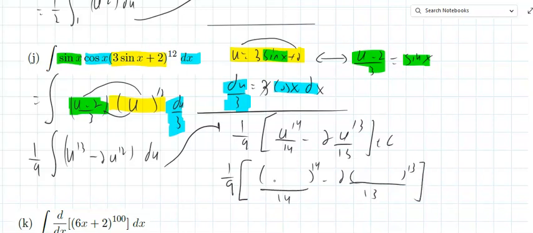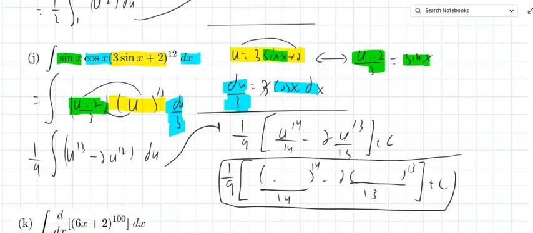and that's my answer. Don't forget the plus c. And u was marked in yellow up there. That was 3 the sine of x plus 2, 3 the sine of x plus 2.